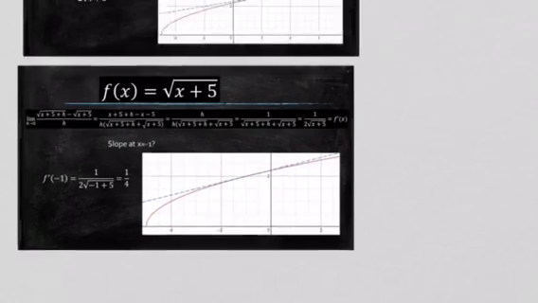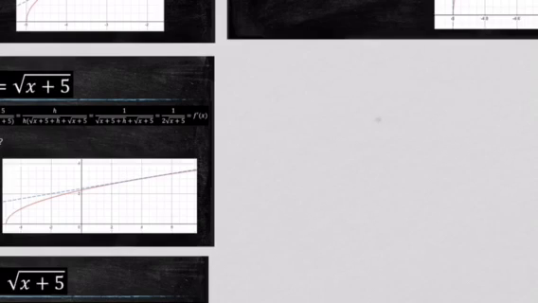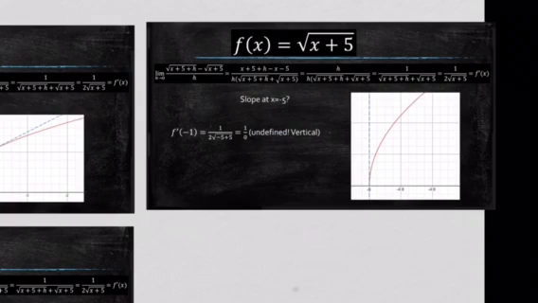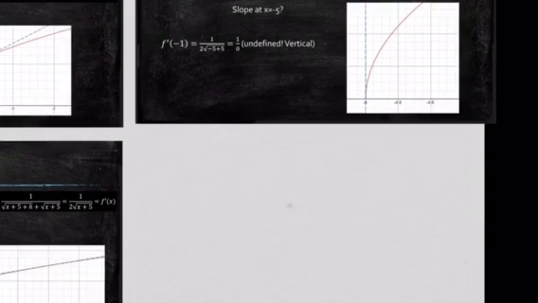And then what about at x equals -5? Well, if we plug in -5, our derivative is 1 over 0, which is undefined, and the slope is vertical at -5, which we can see visually. If we try to draw this tangent line, we get a vertical slope, and vertical slopes are undefined because the run, if we're vertical, is 0, and dividing by 0 produces an undefined value.